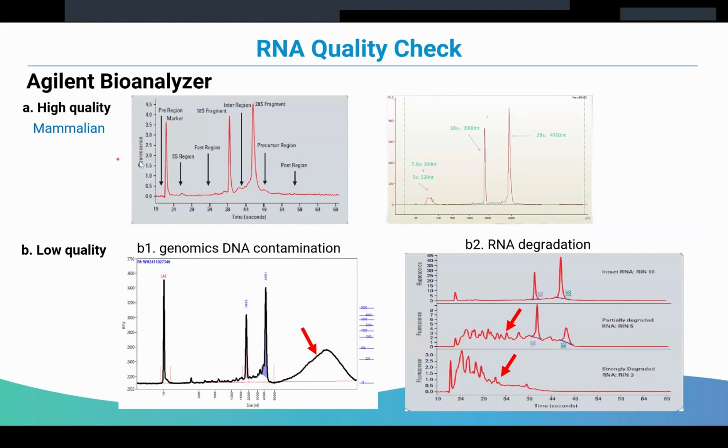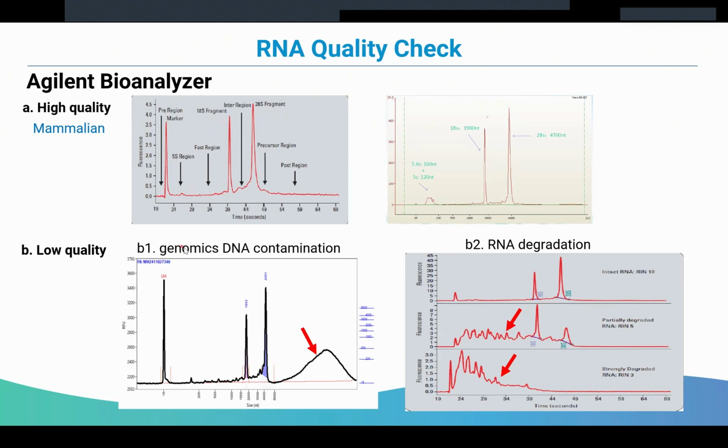A typical Agilent testing result, the x-axis can be time or fragment size. The y-axis is the RFU value. The larger this value, the higher the concentration of the sample. For eukaryote species, the high quality test result is shown like here. A very clear peak at the ribosomal RNA. This is a 28S, this is a 18S, and the line here is very smooth and flat to the baseline, meaning no degraded RNA fragments here. And it will show a very high RIN value, normally above 7.